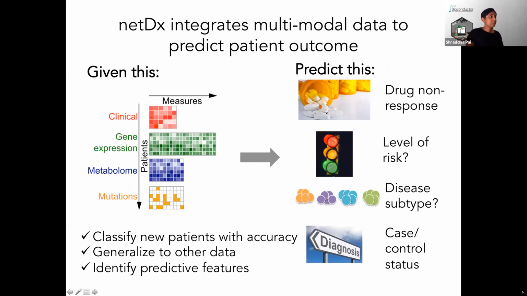So what netDx does is, when provided with a set of different assays and or different data types, netDx uses machine learning to allow you to predict patient outcomes. You can have binary outcomes or N-way outcomes. At present, we support categorical outcomes only. You can use machine learning to classify new patients with accuracy, identify which of the data you provided for the predictor was actually informative in making the prediction, and help you generalize to other types of data.